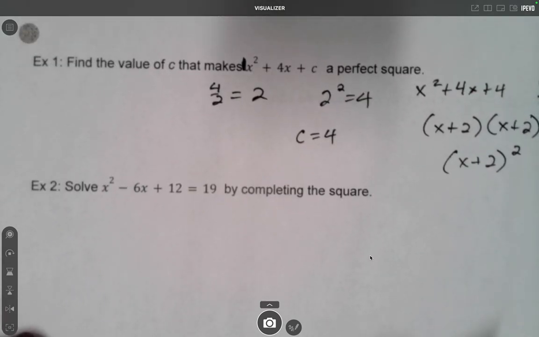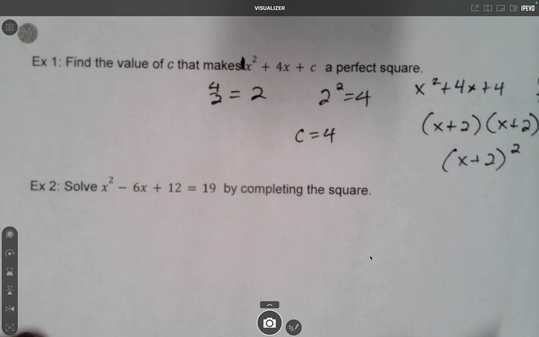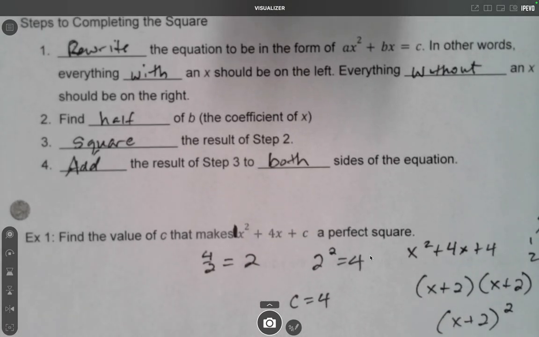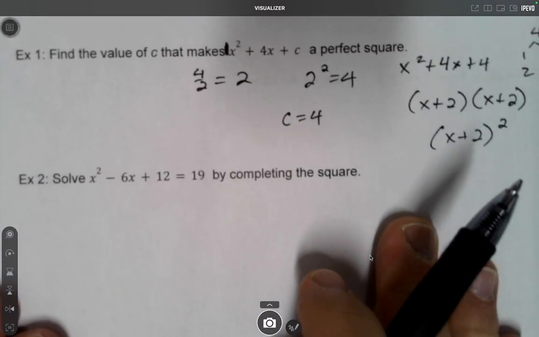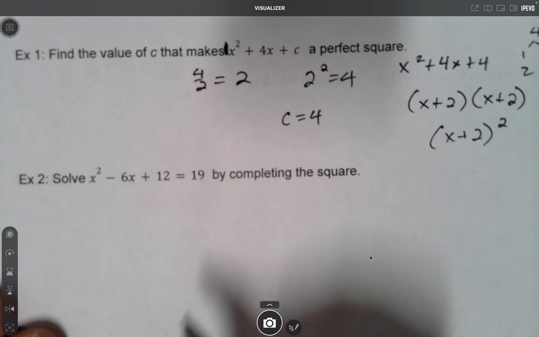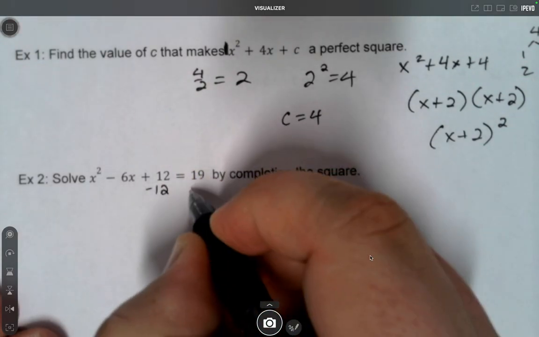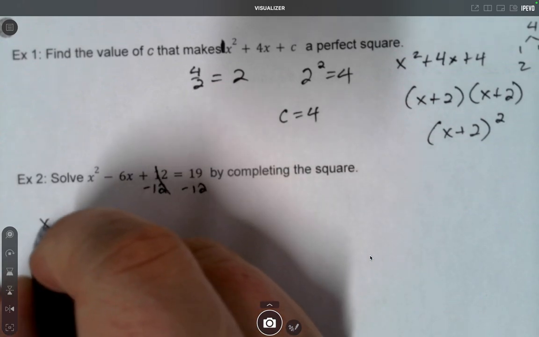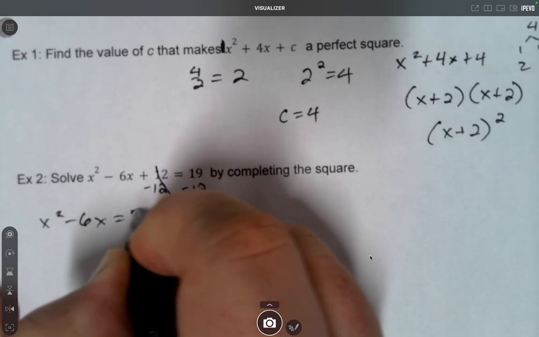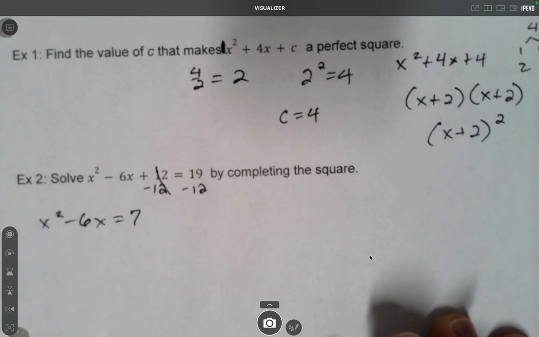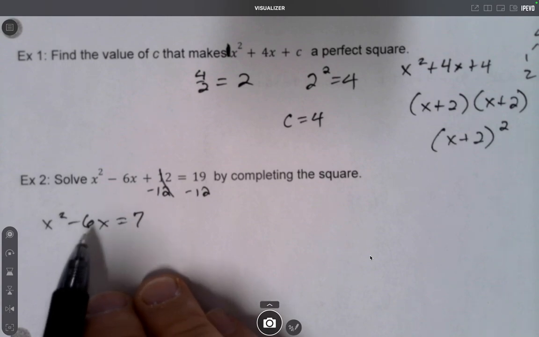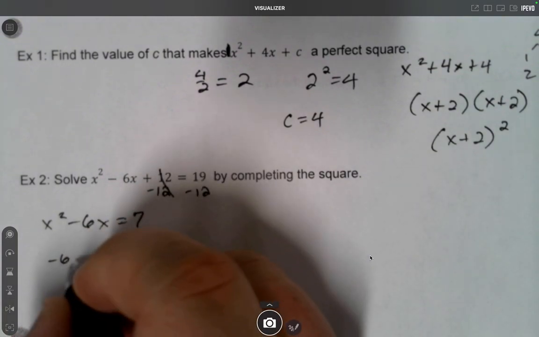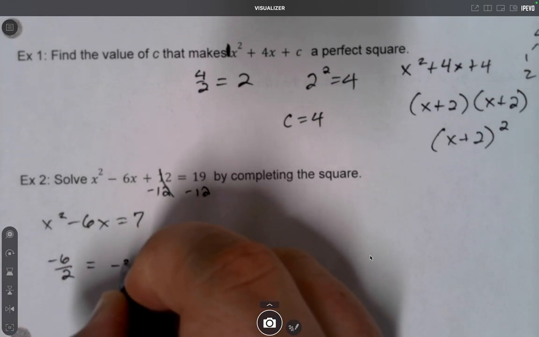So this says solve x squared minus 6x plus 12 equals 19 by completing the square. So step 1 is to rewrite the equation so that we have all the x terms on the left and all the constants on the right. So all the x's are on the left, x squared minus 6x, but we need to move this 12 over so that everything without an x is on the right. Then we do what we did in example 1. We take the b, which in this case is negative 6. We divide that by 2, which is negative 3.